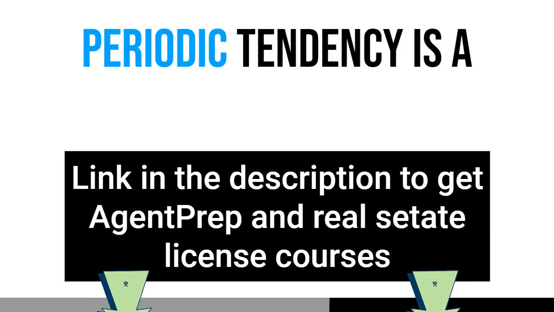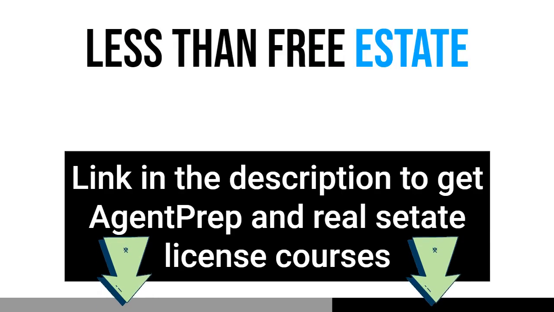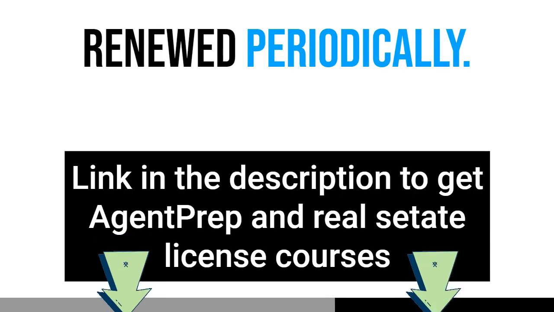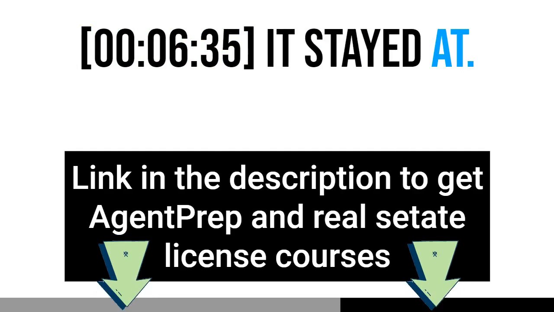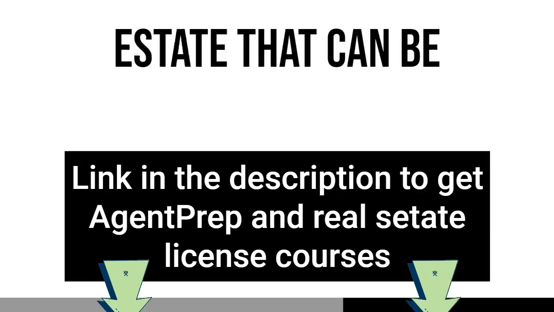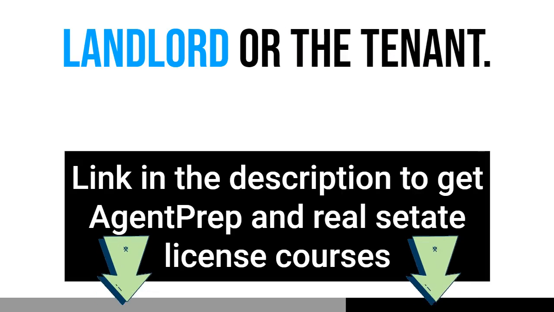Periodic tenancy. A periodic tenancy is a less than freehold estate where tenancy is renewed periodically. For example, week to week, month to month, or even year to year. Estate at will. An estate at will is a type of less than freehold estate that can be ended at any time by the landlord or the tenant.